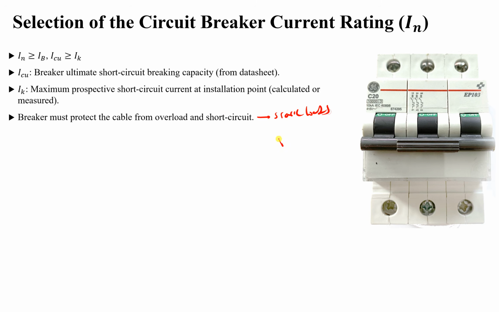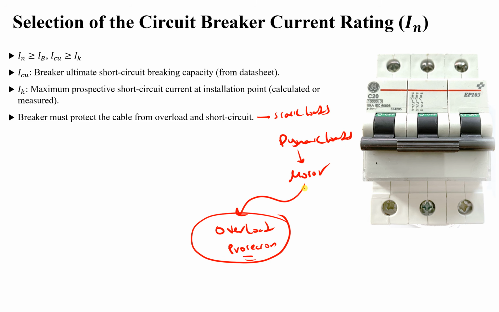If we have dynamic loads, like for example a motor, then we will have two components. One is overload protection, which is a separate unit, and we will have short circuit protection using the circuit breaker. They usually are separate units.